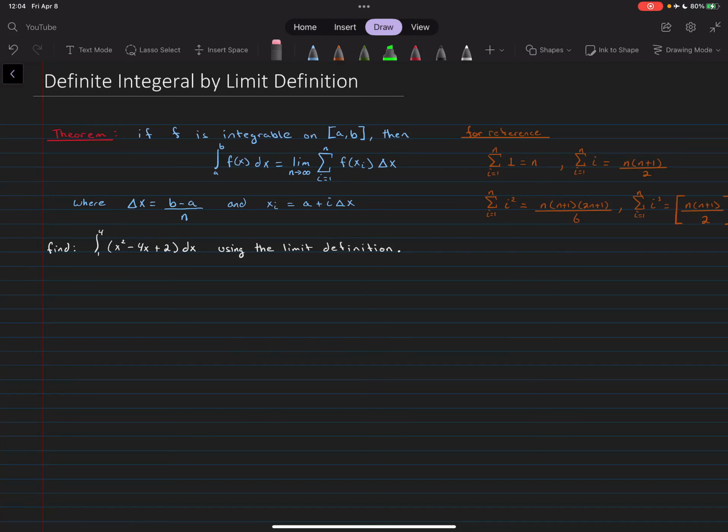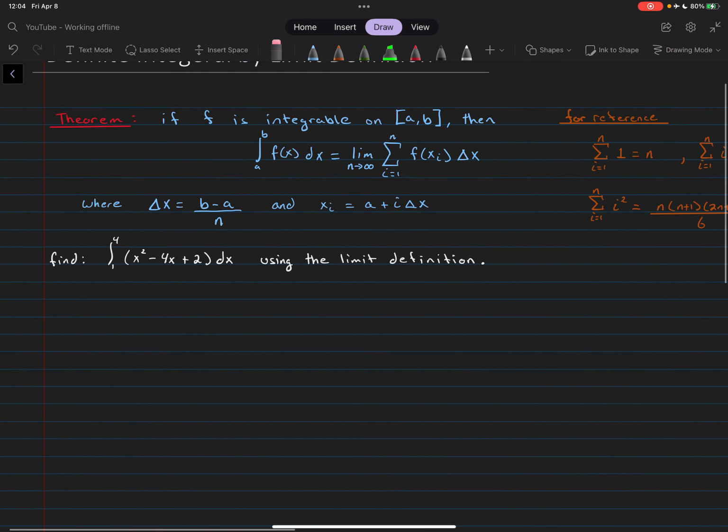Hello everyone, in this video we are going to be solving a definite integral using the limit definition. So before we get started, let's review the theorem real quick.